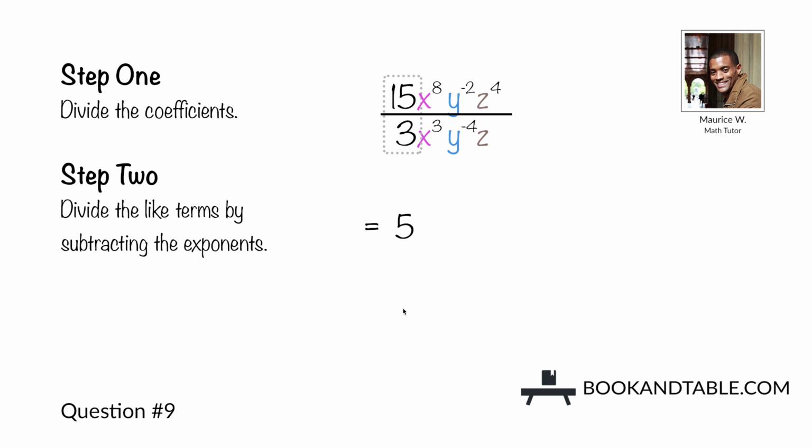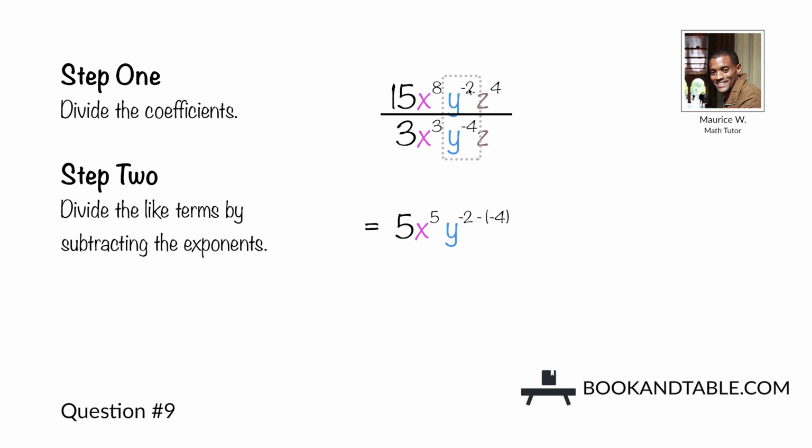Step 1, divide the coefficients. 15 divided by 3 is equal to 5. Step 2, divide the like terms by subtracting the exponents. We have x to the 8th in the numerator and x cubed in the denominator. So we subtract 3 from 8, giving us x to the 8 minus 3, which is 5.